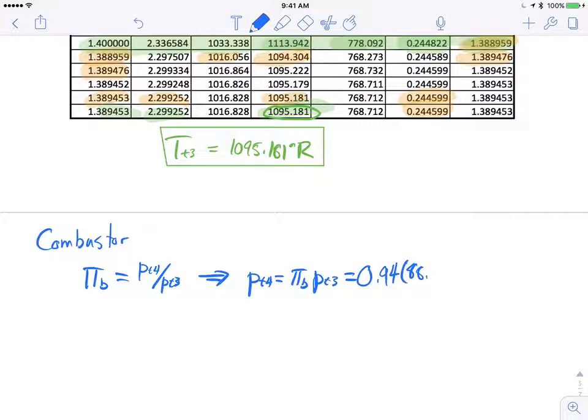So we're going to have that times 88.919 psia, the real discharge pressure of our compressor. And that's going to leave us with a final working value of PT4 equal to 83.584. So we're losing about 5 psi in the combustor in total pressure.